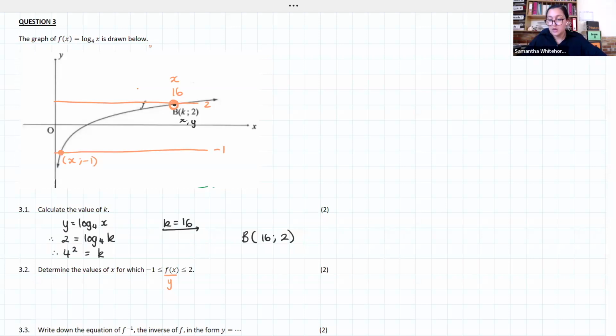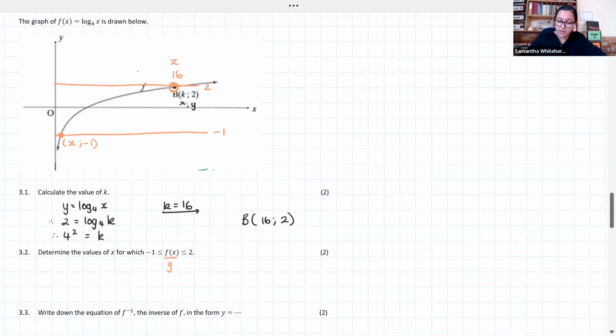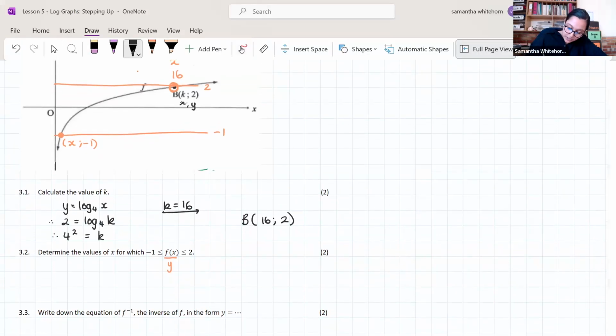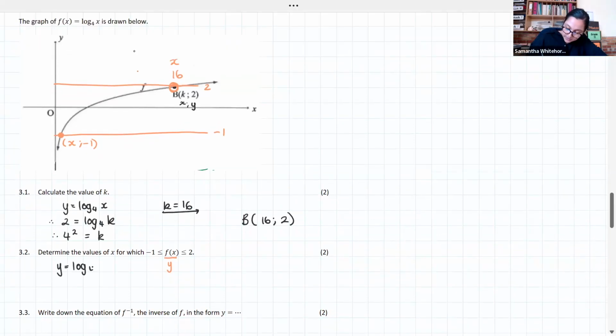There we go. So all we need to do is substitute in, and we need to solve for x. Pretty much exactly what we've just done. So y is equal to log base 4 of x. We know that y is -1. So that's what we're going to substitute in, and we're solving for x. It's pretty much the same as what we just did, just with different values. So what we now have is 4 to the power -1 equals x. And so therefore x is equal to 1/4.